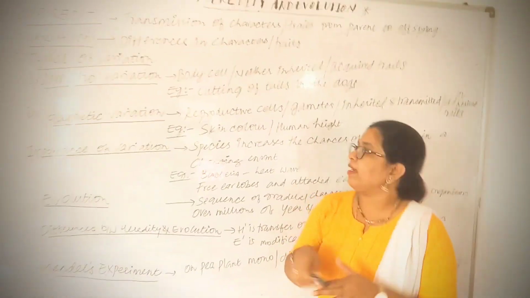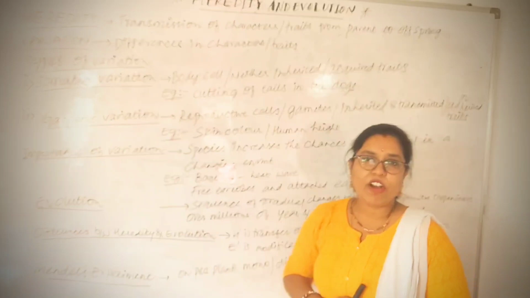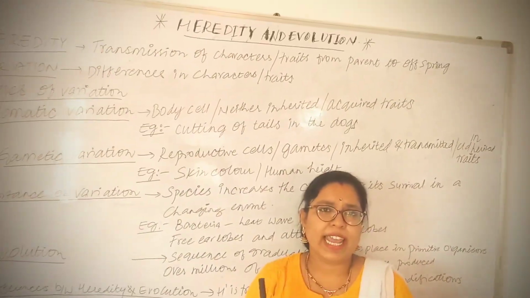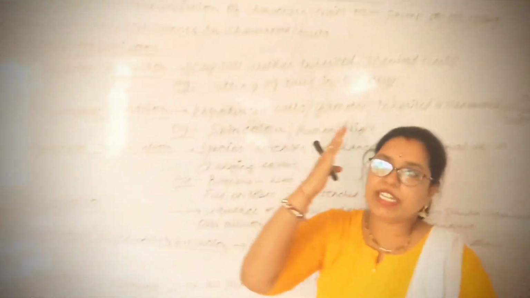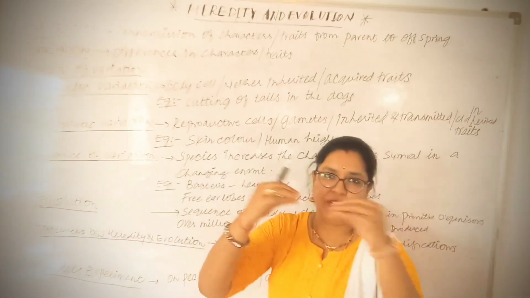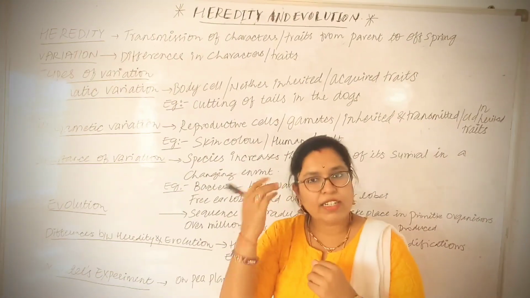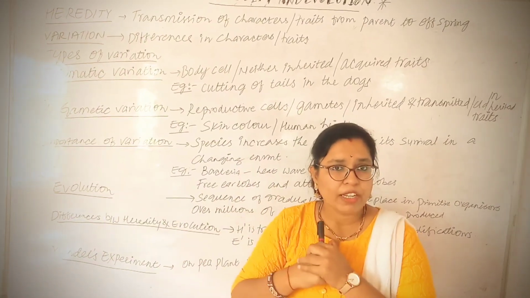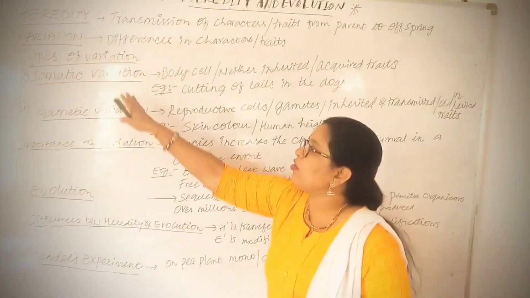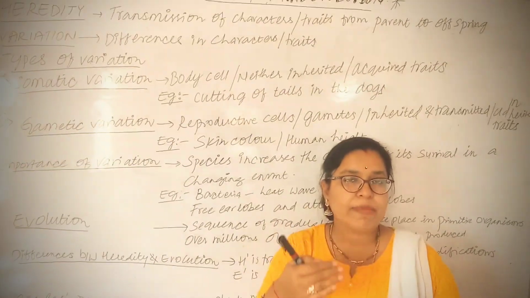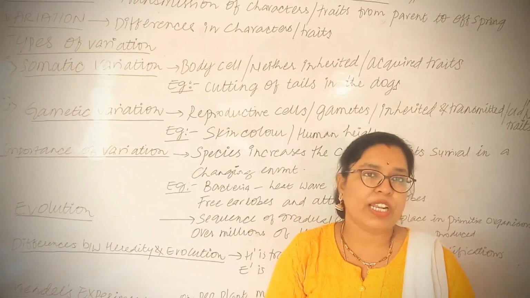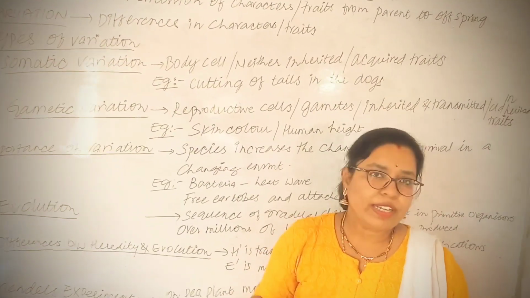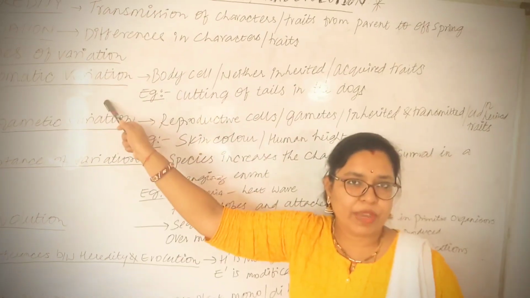Let us take an example of cutting the tail of a dog. Or let us take the example of a lizard which has its tail cut in a fight between two lizards. One lizard lost its tail. Does the same character appear in its offspring? No, because it is a somatic variation which is acquired by the lizard individually after birth. So that is not transmissible. That is called somatic variation.